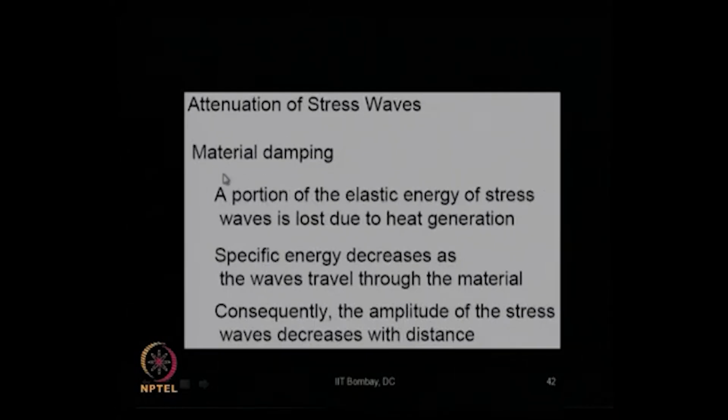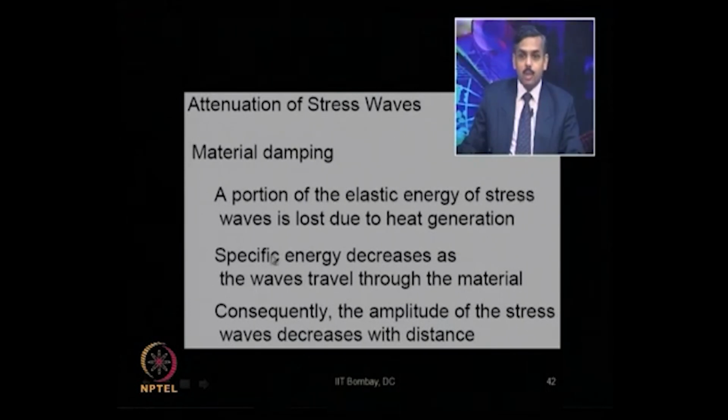So, as we have mentioned, with material damping or viscous damping, a portion of the elastic energy of stress waves is lost due to heat generation. That is the reason for viscous damping in any material, as we know. So the specific energy decreases as the waves travel through the material in this manner. Consequently, the amplitude of the stress waves also decreases with distance. That is what happens in this case.